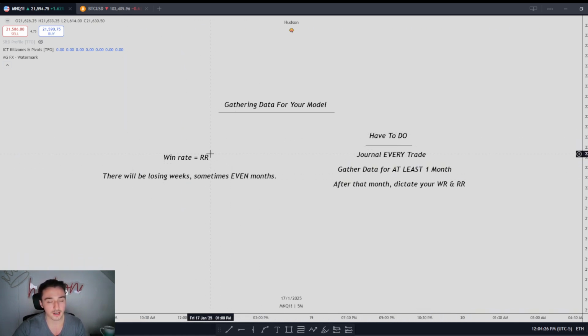Then over here, you want to have a high win rate if your RR is a little lower, right? So let's say if you're hitting a 1R, you want to have at least a 70+% win rate, I'm pretty sure. But if you're hitting 2R pluses, it can be a 50%, 60% win rate. You don't have to win every single trade. Just understand that. And then there will be losing weeks and sometimes even months. So don't let that get in your head if you've gathered the data for your model, right?